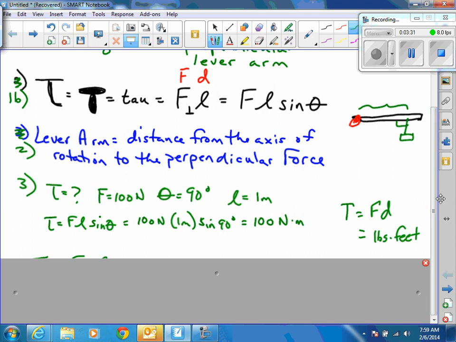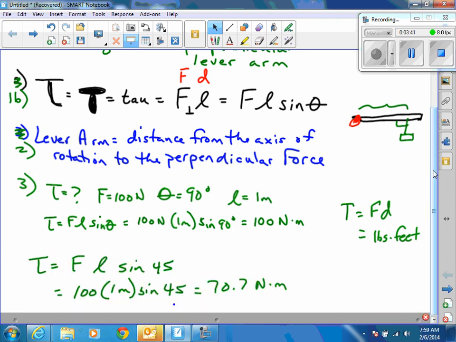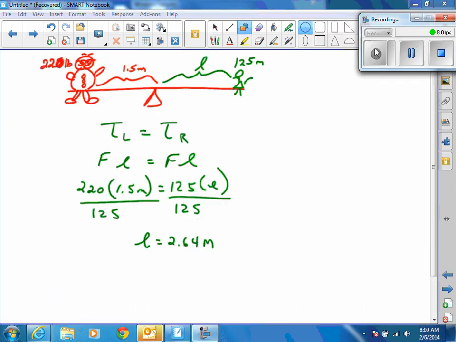And then we're going to number 4. You had the same door, but this time instead of pulling at a 90-degree angle, we pulled at a 45-degree angle. So I put in the sine of 45 this time, and if you notice, the torque went down to 70.7. So the more of a right angle that you pull the door open with, the more torque you're going to end up having. All right. And then number 5, we have a 220-pound man sitting on a seesaw.